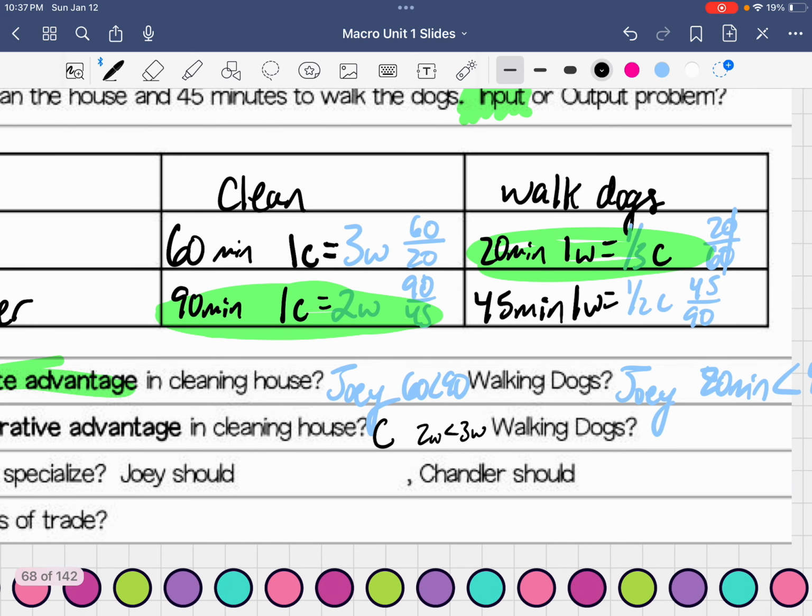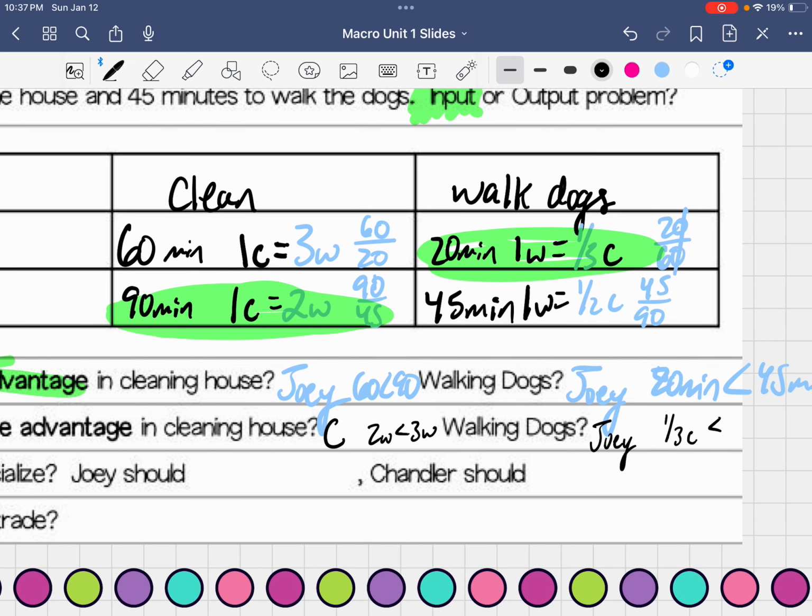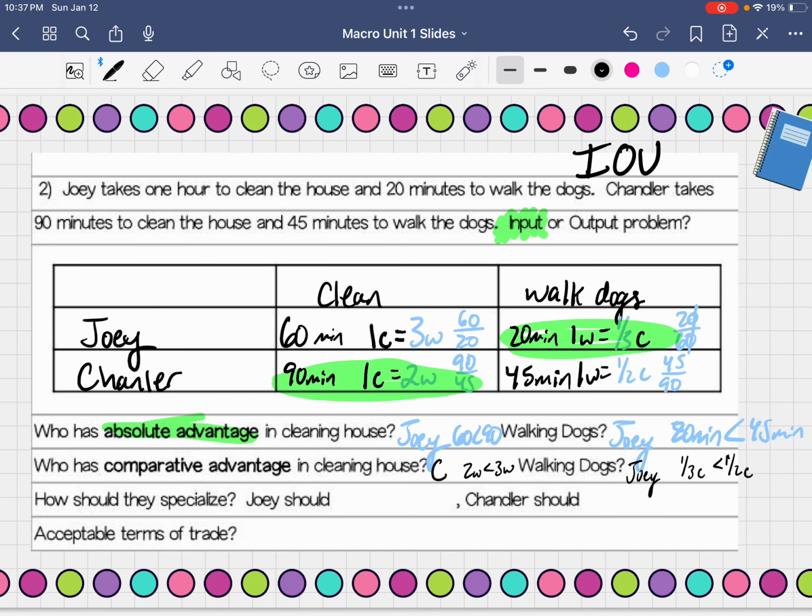Okay, what about walking the dogs? Looks like Joey should walk the dogs because the 1 time he walks the dogs loses out on 1/3 of the house cleaned, which is less than 1/2 of the house cleaned. Okay, so Joey should walk dogs and Chandler should clean the house.